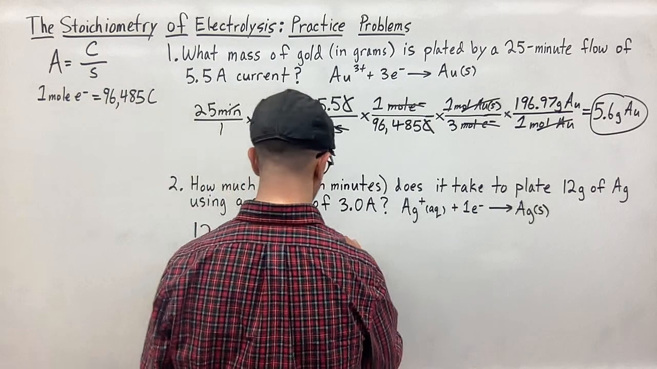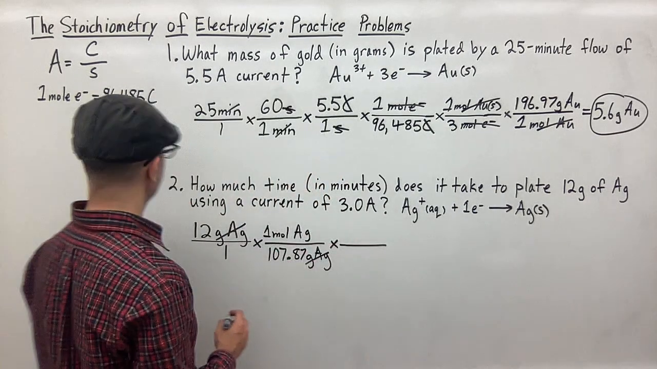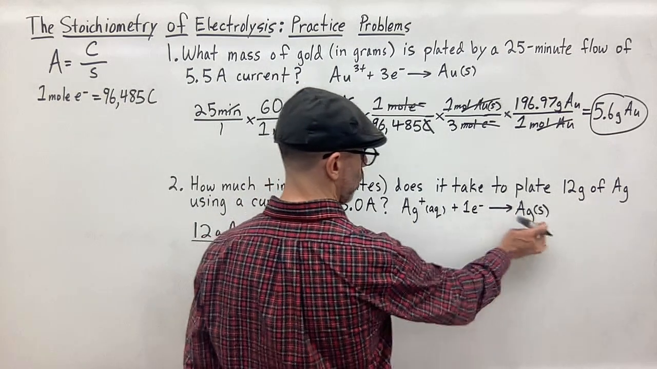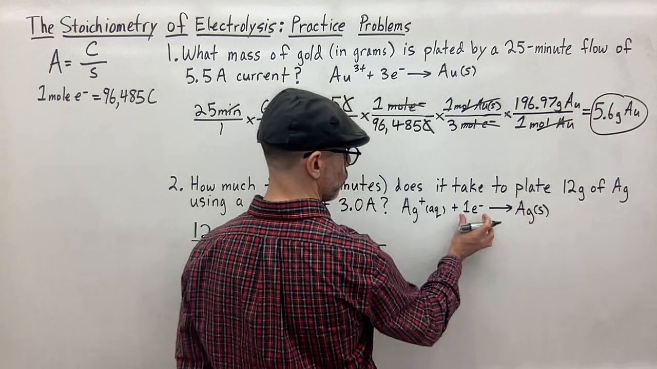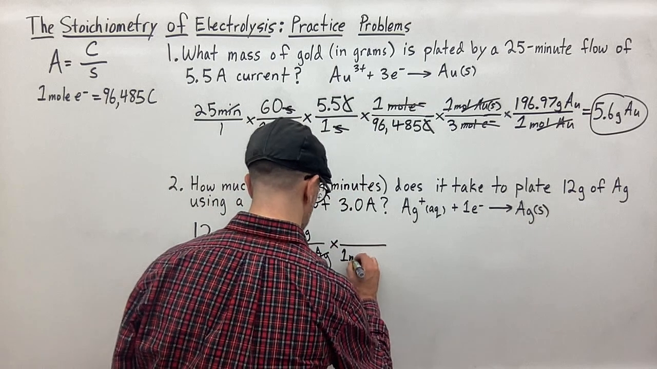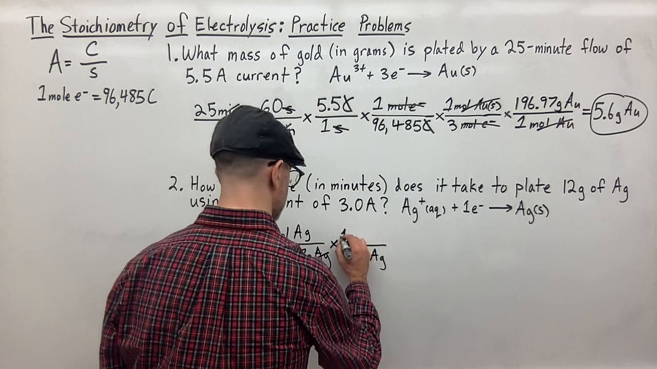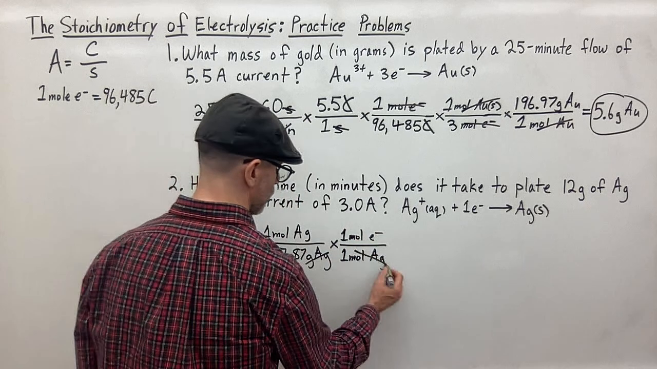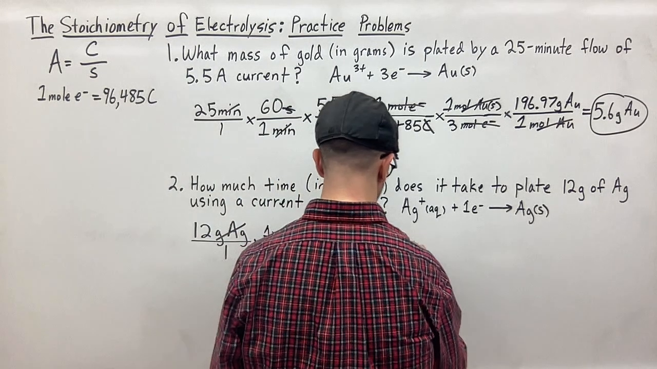So now I can go from moles of silver to moles of electrons. So given this equation, it's a 1-to-1 ratio. So for every 1 mole of silver plated, that's 1 mole of electrons needed. So I'm going to put 1 mole of silver on the bottom and 1 mole of electrons on top. Moles of silver cancel out. I have my moles of electrons.